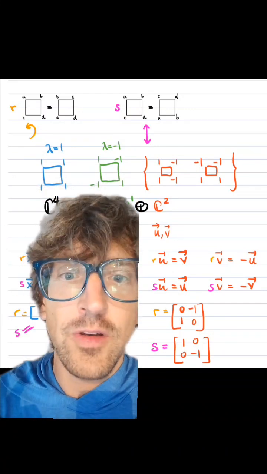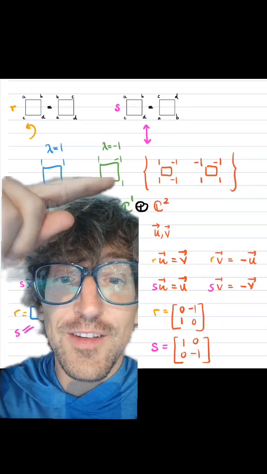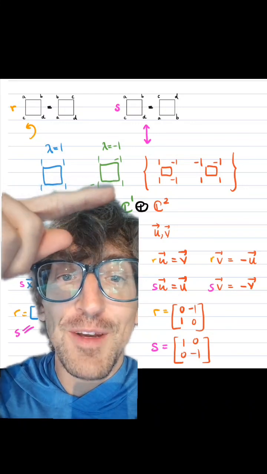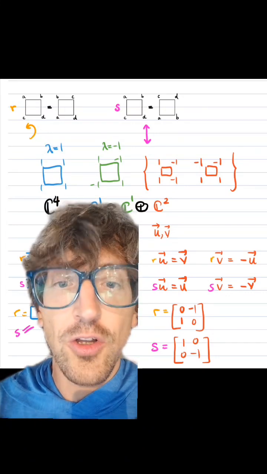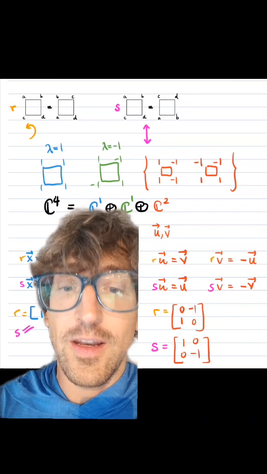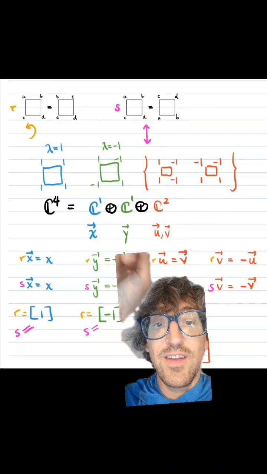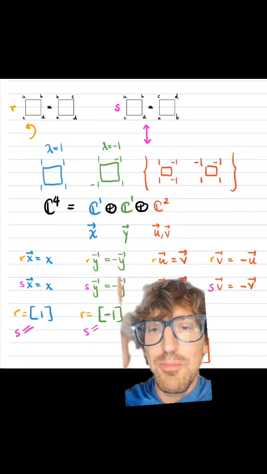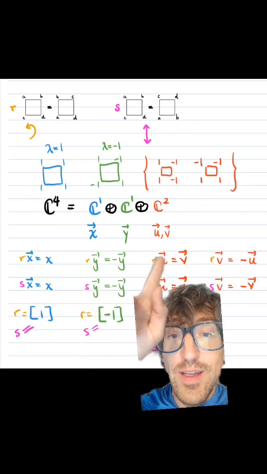So under rotation, U and V form a closed system. Meanwhile, if you reflect the first vector, you get the same thing, but if you reflect the second vector, you get the negative of it. So in other words, U and V is a closed system with respect to R and S. And so if I give names to the blue vector, the green vector, and these two red vectors, I can actually break this big 4-dimensional representation down into 3 smaller ones.